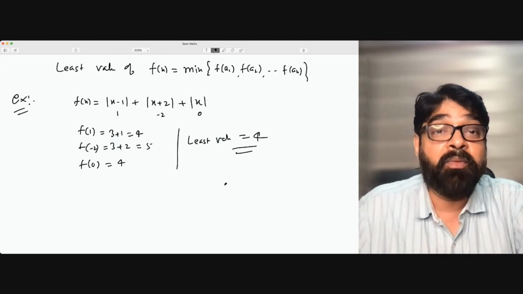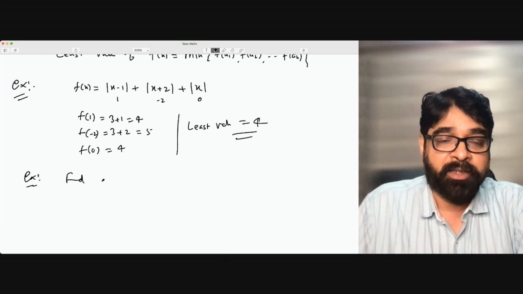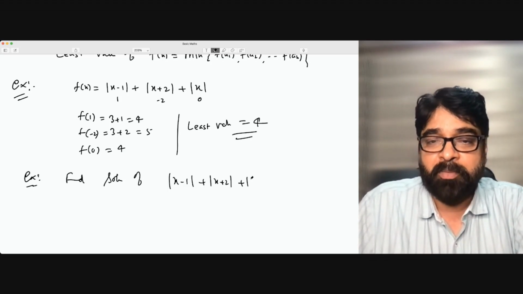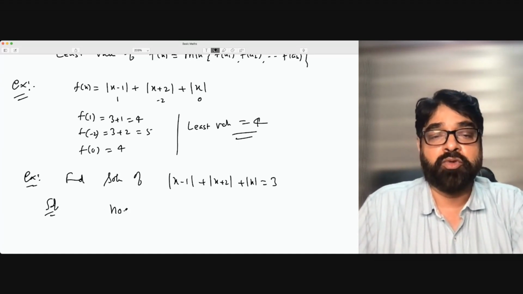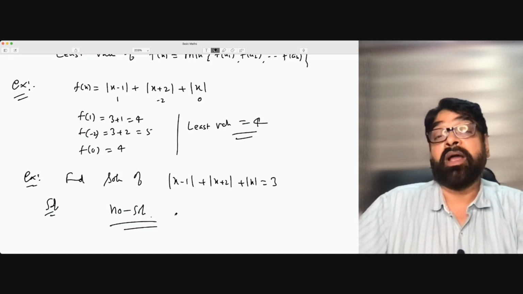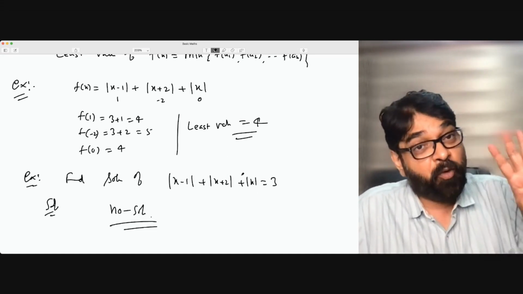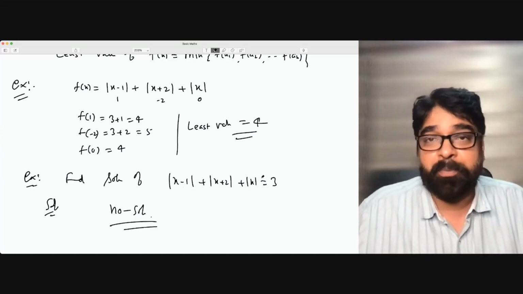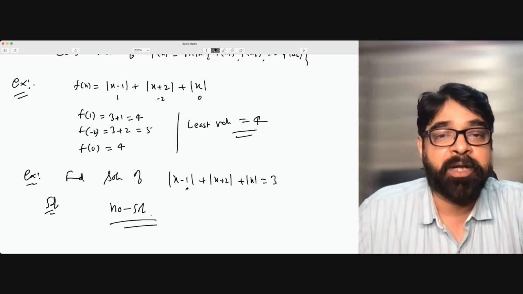Sir, what is the application? Why are we learning this? Suppose somebody says, find the solution of mod of x minus 1 plus mod of x plus 2 plus mod x equal to 3. I will not solve it directly. I will say no solution. Sir, why? Because the least value of this expression is 4, meaning it cannot be lesser than 4, and you are saying equal to 3. It's impossible. Have you understood my point or not?